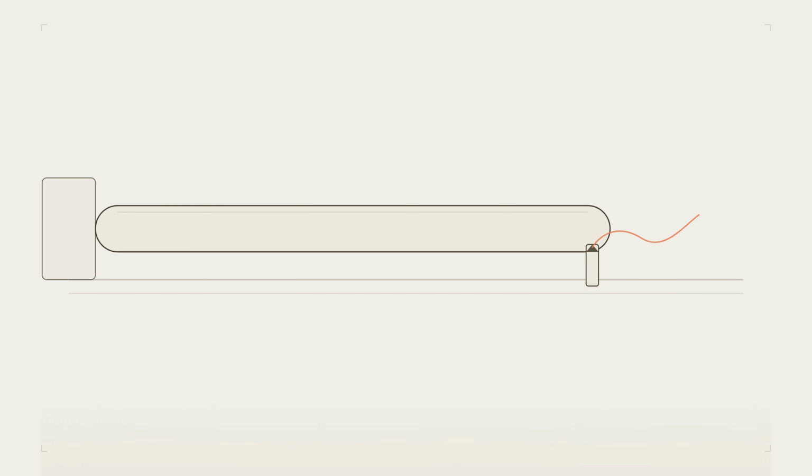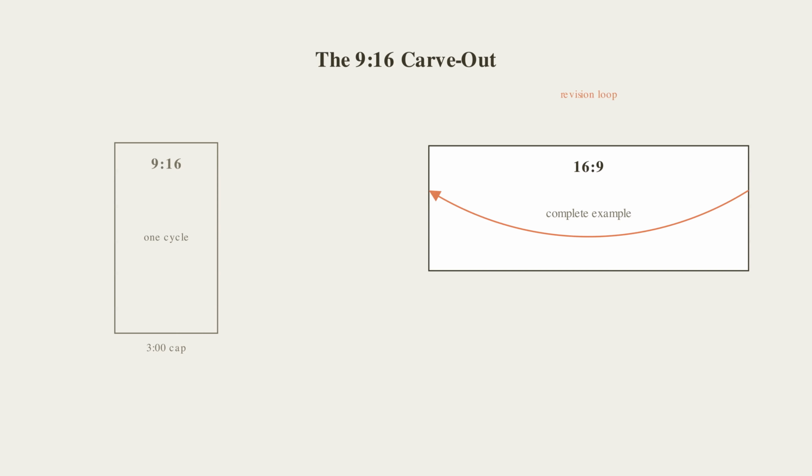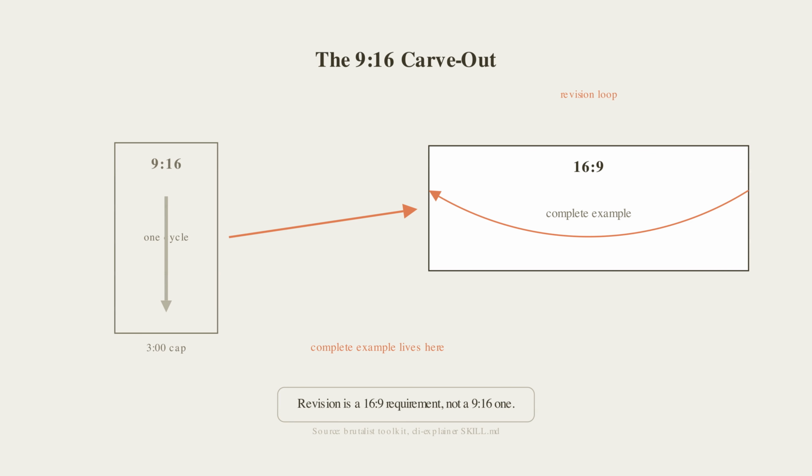The skill bakes that second cut into the format itself. One carve-out stated plainly: the shorts cut ships a single cycle to fit the 3-minute cap and points at the 16:9 for the complete example. Revision is a 16:9 requirement, a limit honored by pointing, never by pretending.